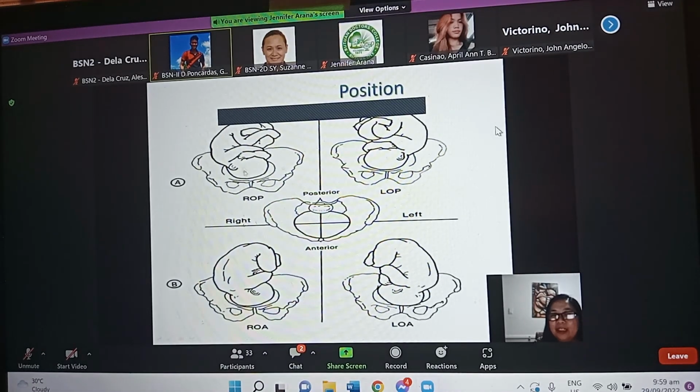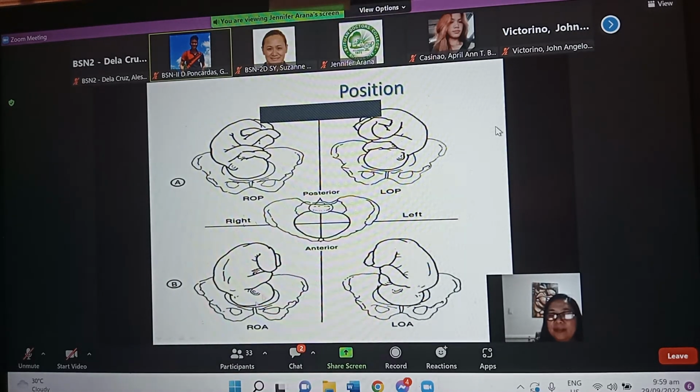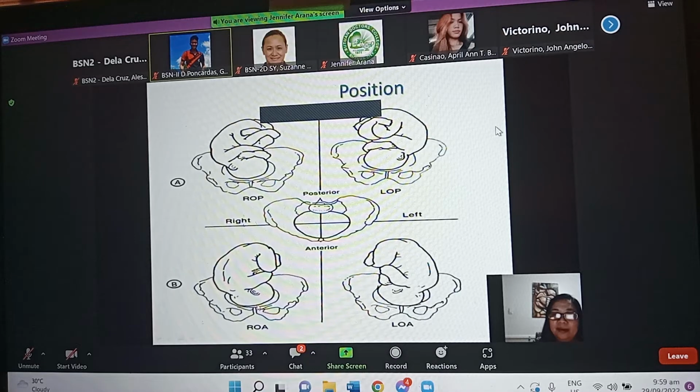The presenting part is the occiput. Ang occiput naa sa right side sa mother, naka-rest siya sa posterior part sa mother nga quadrant. Di ba? This is the left occiput posterior. The occiput is the presenting part, but it's found at the left side of the mother and posterior part of the mother also. This is the right occiput anterior. The presenting part is the occiput. It rests on the right side of the mother, and naka-rest siya sa anterior part sa mother.